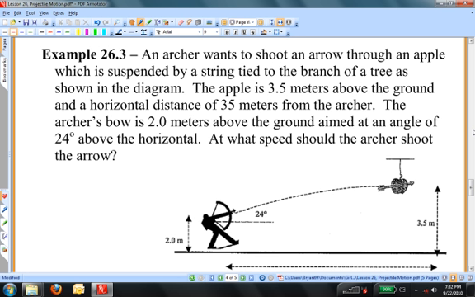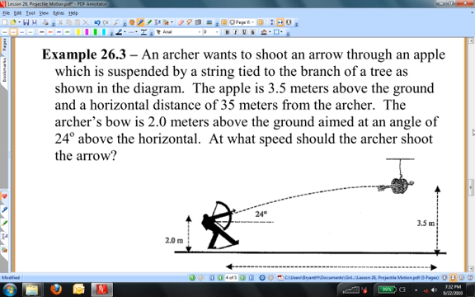The apple is 3.5 meters above the ground and a horizontal distance of 35 meters from the archer. The archer's bow is 2 meters above the ground, aimed at an angle of 24 degrees above the horizontal. At what speed should the archer shoot the arrow?